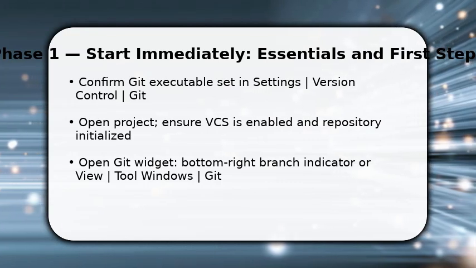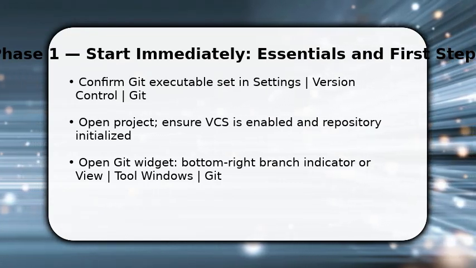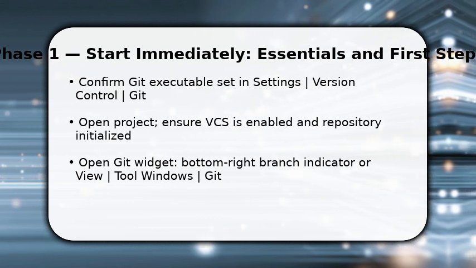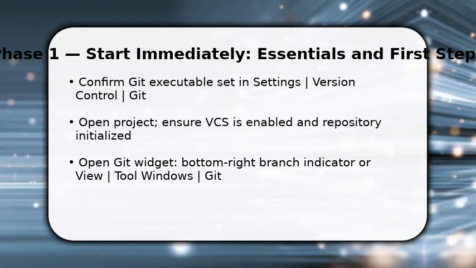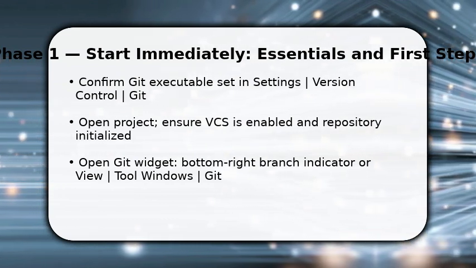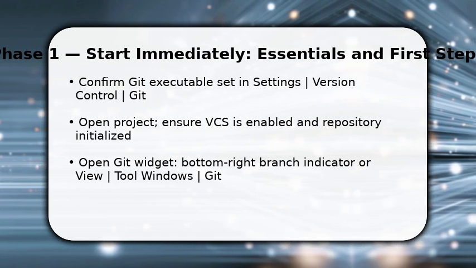You start by making sure Git is configured in IntelliJ. Go to Settings and confirm the Git executable path so commands run correctly. Once done, open your project and verify that version control is enabled for the repo. This connects the UI to your Git directory.